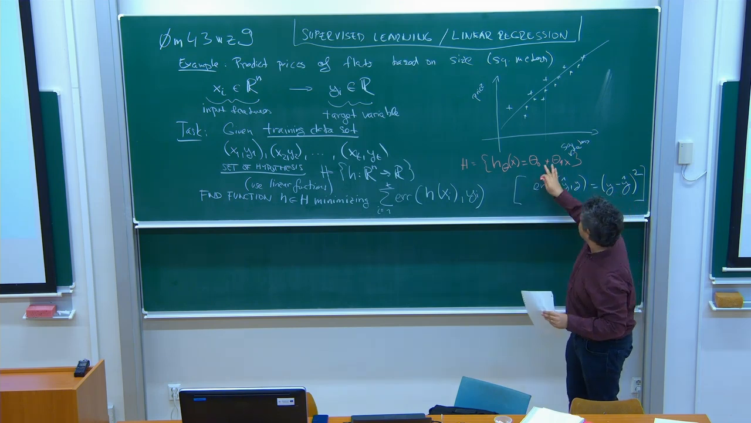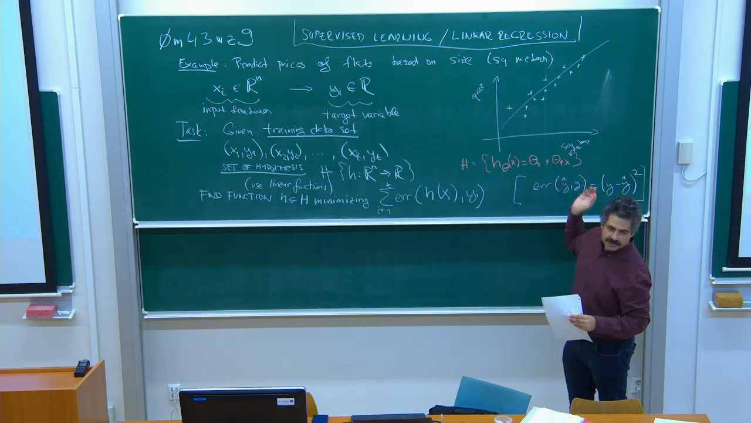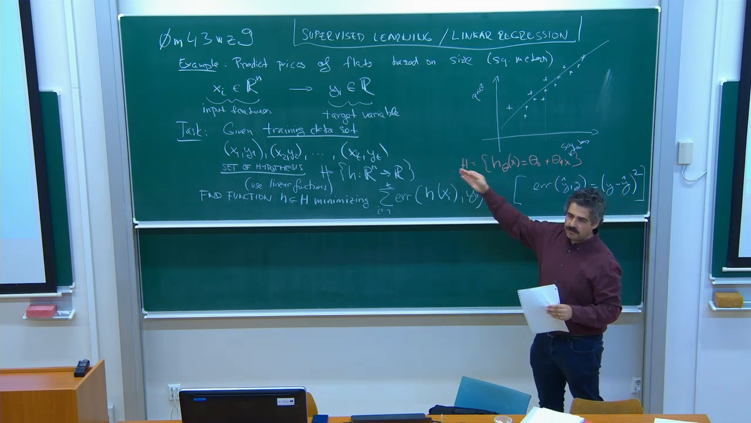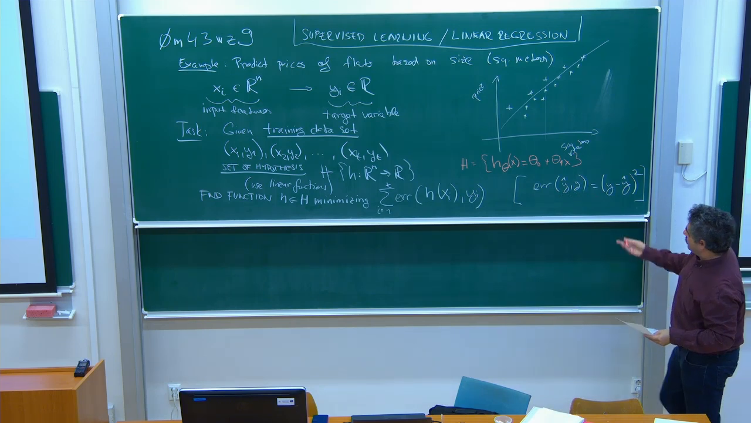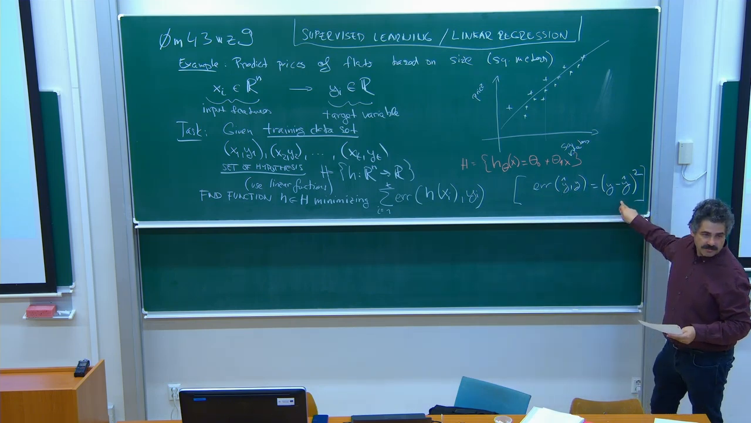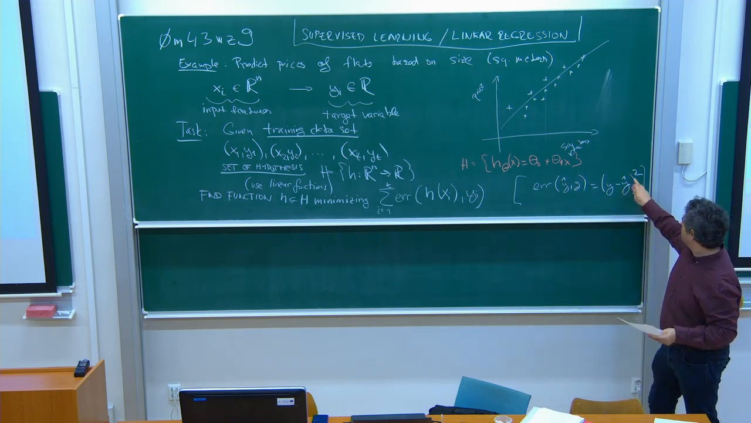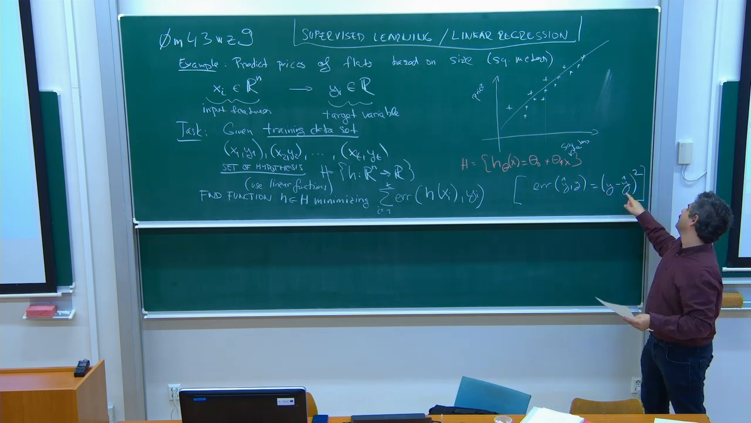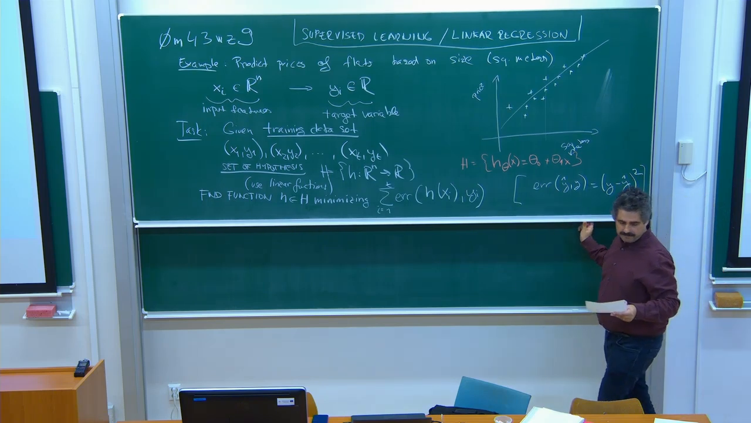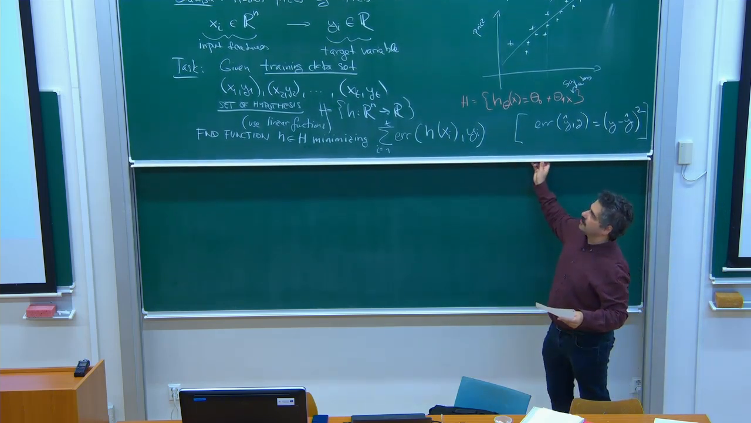I take all of these possible combinations of theta 0 and theta 1. I want to find the best one that fits the training set best. And fitting best means using this square of the difference. Any questions so far?